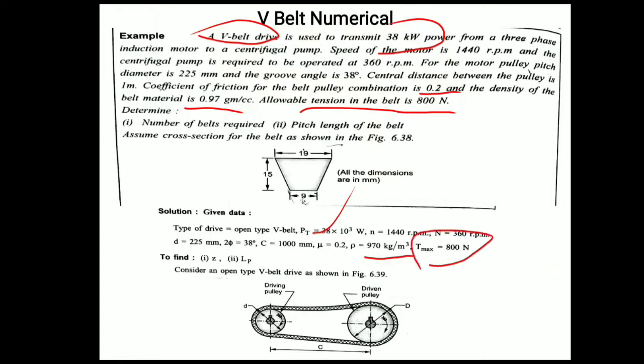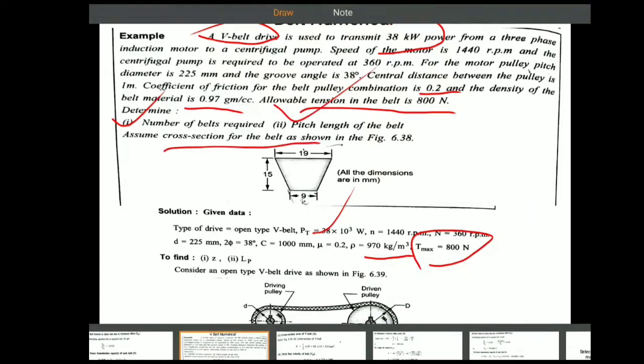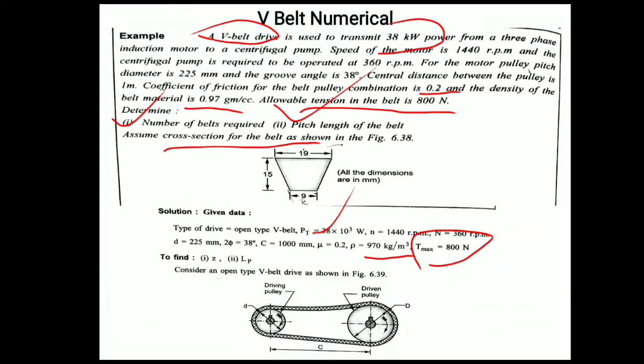Determine the number of belts required, Z, the pitch length of the belt, and assume the cross section. This cross section they have given. So the first step is to write down the given data carefully. So groove angle we need to calculate.